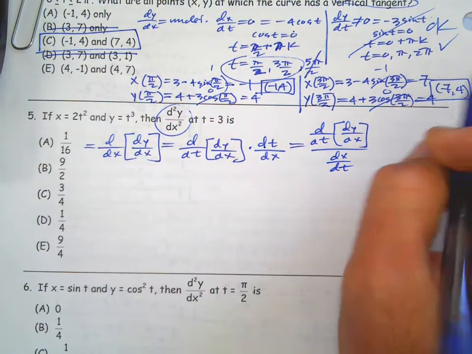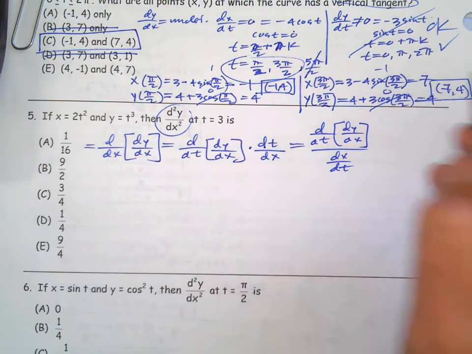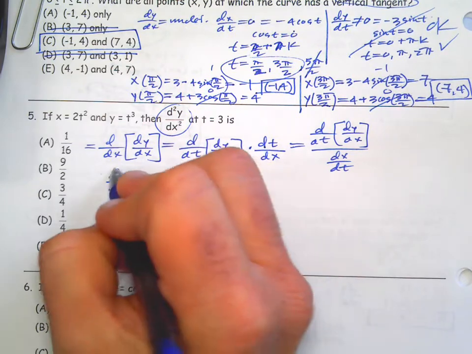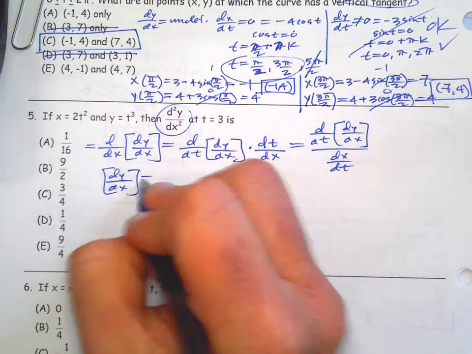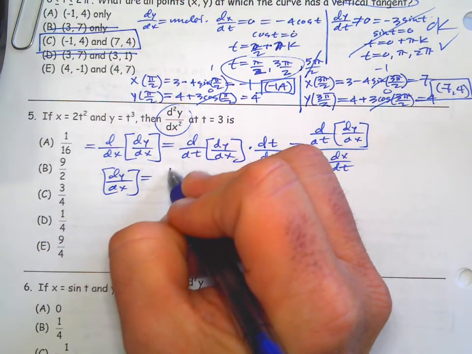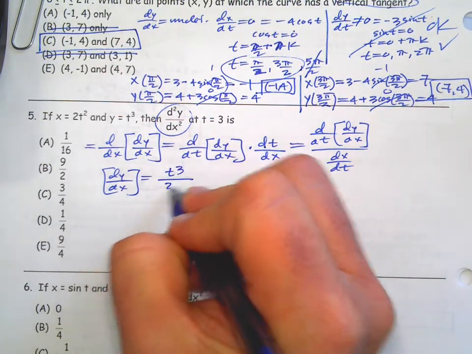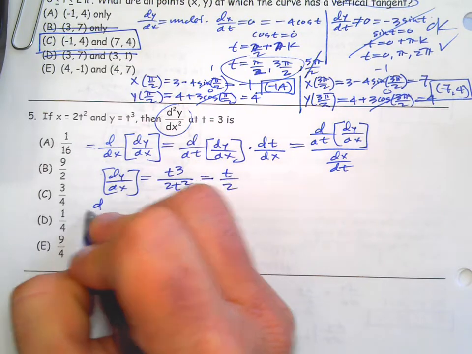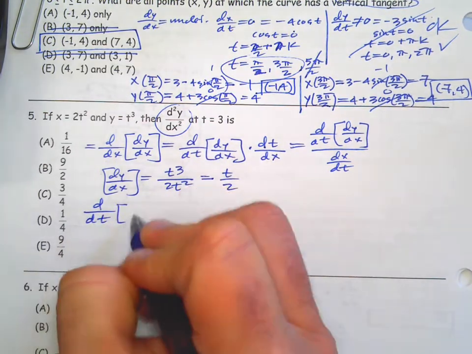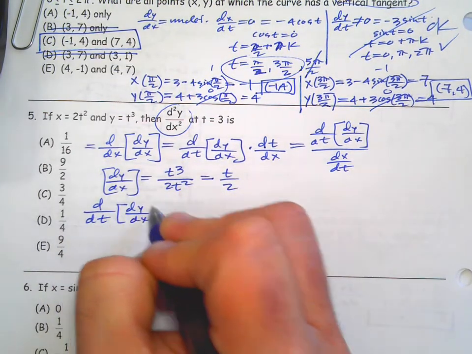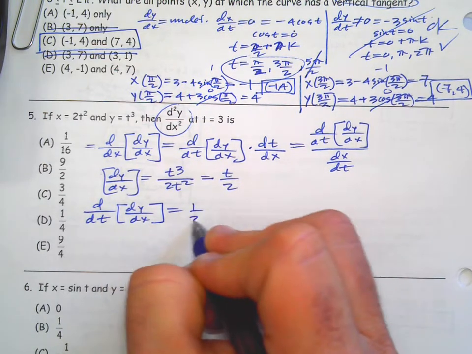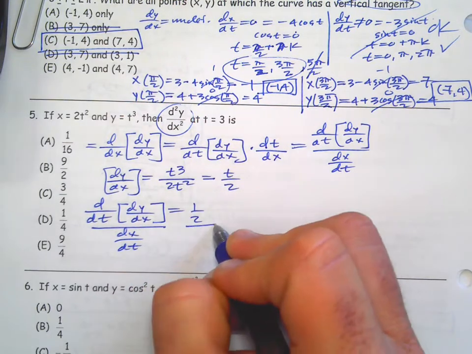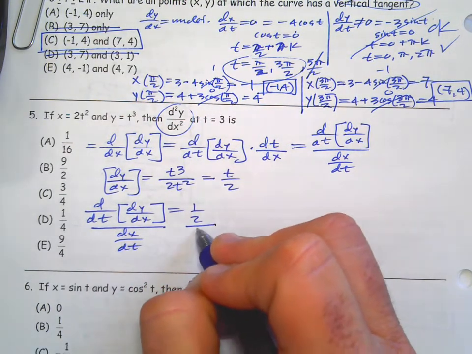You can memorize it, but it was really hard to memorize. So first of all, dy/dx equals t cubed over 2t squared, which is going to be t over 2. So then we're going to take the derivative of that with respect to time, and that's going to give you 1/2. And then you're going to divide by dx/dt, which is 4t.